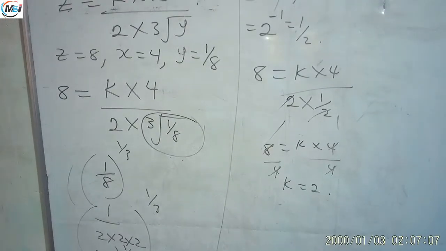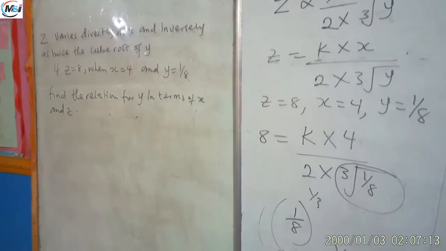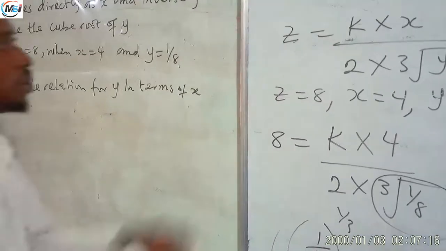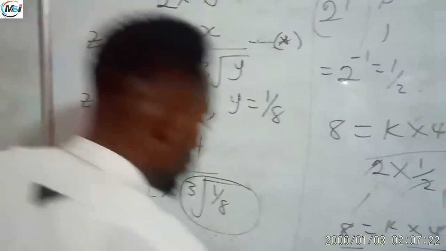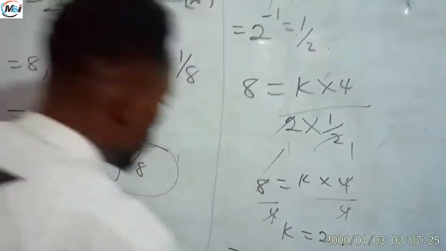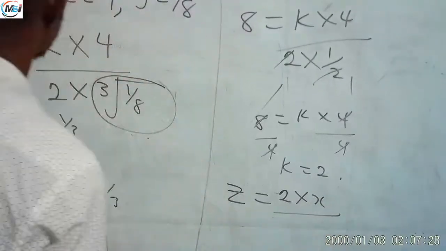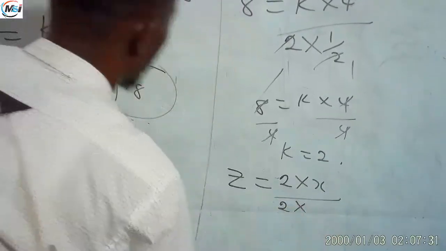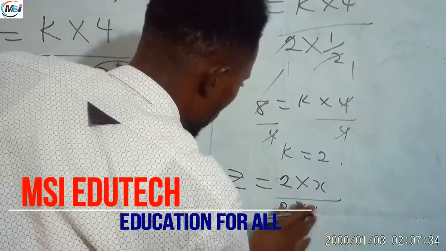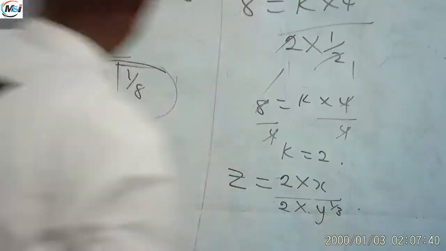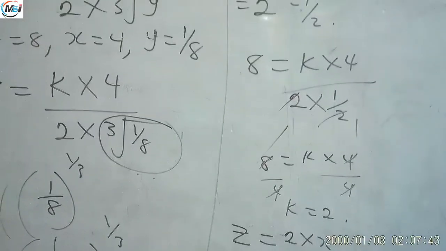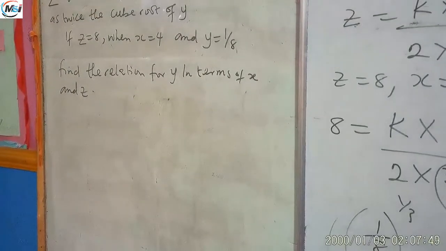K is equal to 2. That is my constant. So now the question is, find the relation for y in terms of x and z. So let's go. Let me replace k in this and call it equation star. So z is equal to, what is k? k is 2, times x over 2 times the cube root of y, or I can say y raised to power 1 over 3. So find the relation for y in terms of x and z. That is, you should make y the subject of the formula.